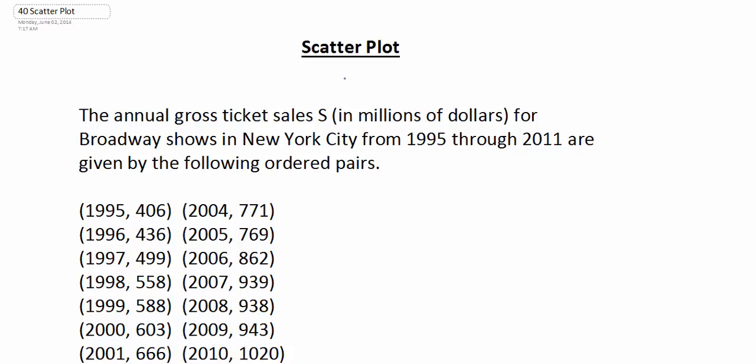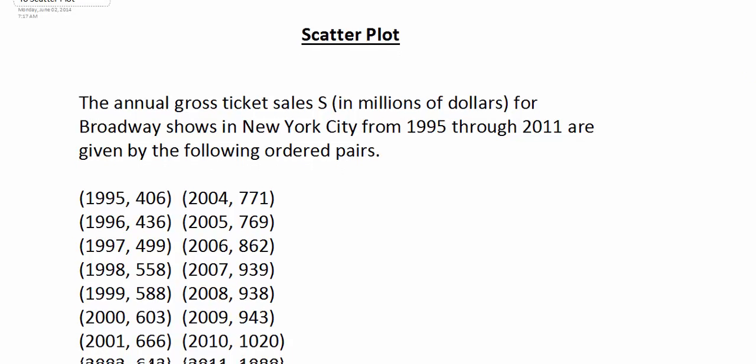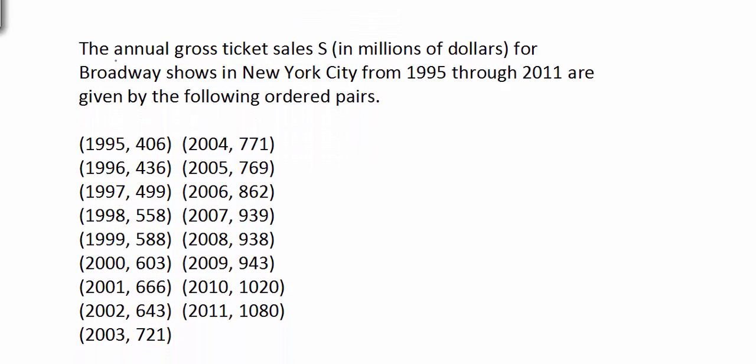Here we're going to look at how we can plot a scatter plot using our graphing calculator. The example says we have the annual gross ticket sales, S, in millions of dollars for Broadway shows in New York City from the year 1995 all the way through the year 2011, given by the following ordered pairs. So in 1995, we have $406 million in sales, and then it goes all the way up through the year 2011. So here the year is our X value and the sales would be representing our Y.